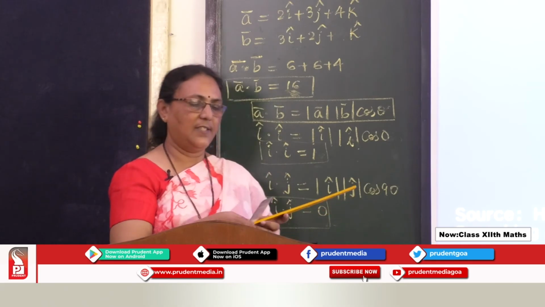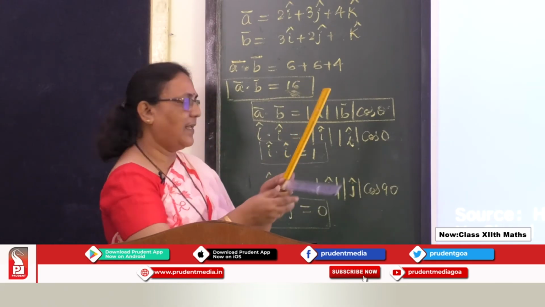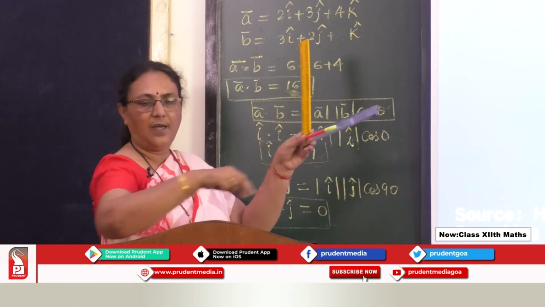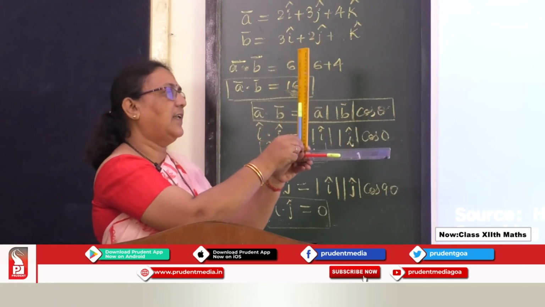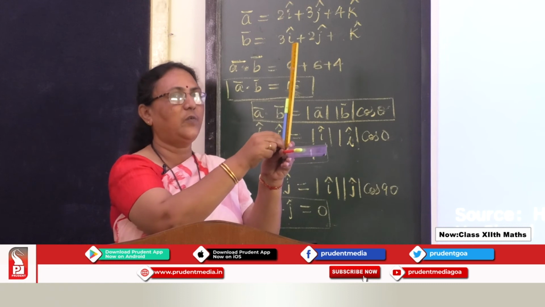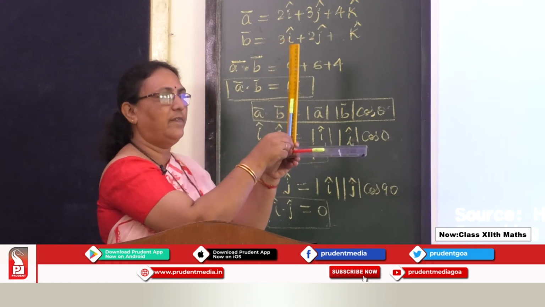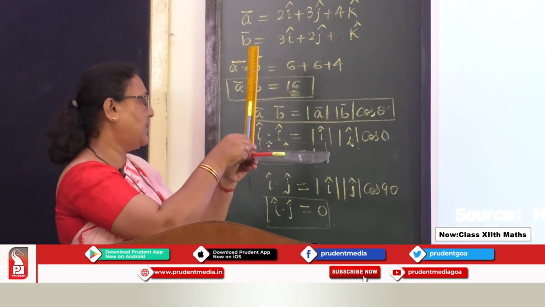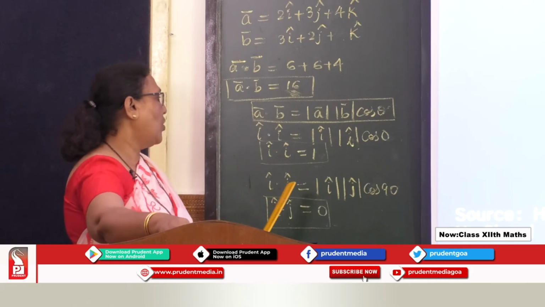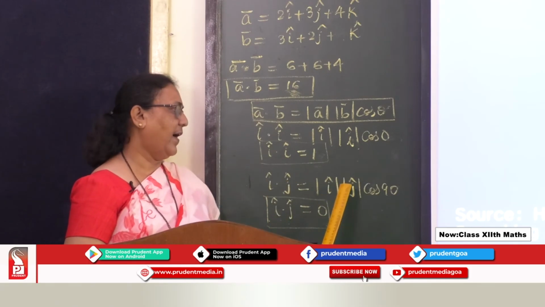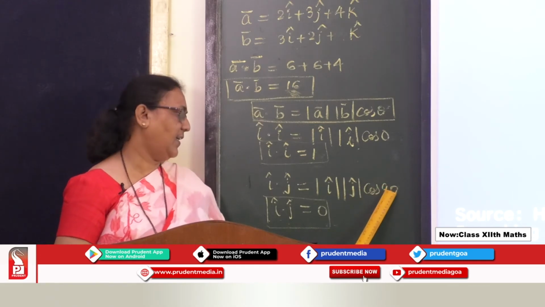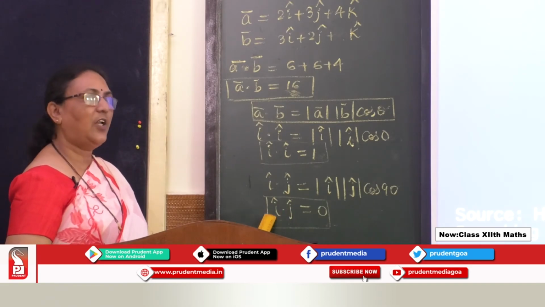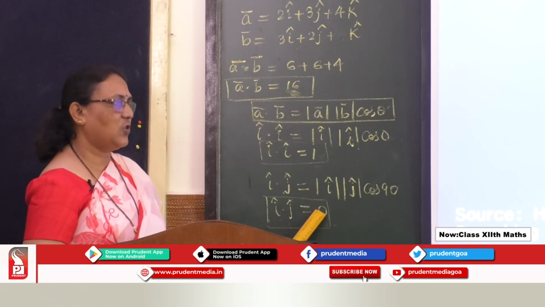So i and j, these are the two axes, x axis and y axis. Now i is a unit vector along the x axis, and j is a unit vector along the y axis. What is the angle between them? 90 degrees, no? So the angle between them is 90, cos 90. So you will get i dot j as the magnitude of i, magnitude of j and cos 90. Cos 90 is 0. So 0 into anything you will get 0. Similarly i dot j, j dot k and k dot i will be equal to 0.